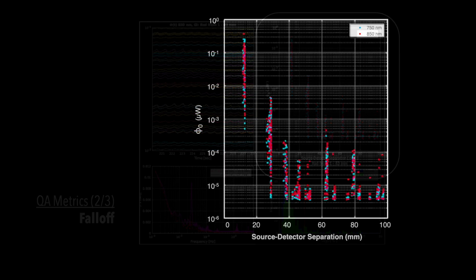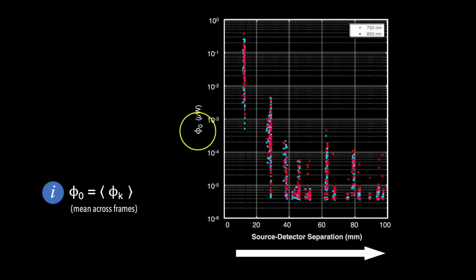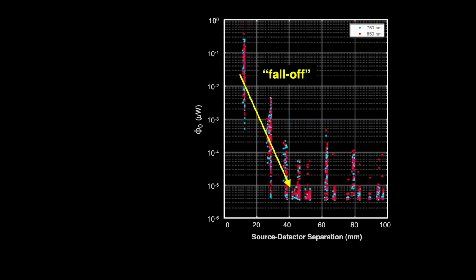In this figure, source detector separation distance is plotted on the x-axis and increases left to right. The y-axis is logarithmic. Each point is the mean light level across all frames for one measurement, and the color indicates the light wavelength used in data collection. Note the points do not spread continuously in the x direction, but rather cluster at discrete separation distances, representing nearest neighbors, second neighbors, and so on. As should be expected, the mean of each group decreases with increasing separation distance. However, beyond some maximum value, no further decrease is observed.